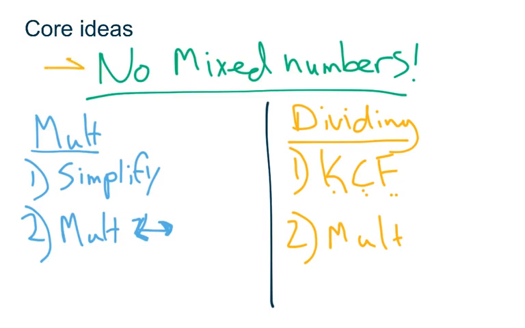Again, no mixed numbers in either of these. For multiplying, simplify first, multiply left to right. For dividing, keep, change, flip, and then just treat it like multiplying fractions. So for our first example, let's take a look at two multiplication problems.